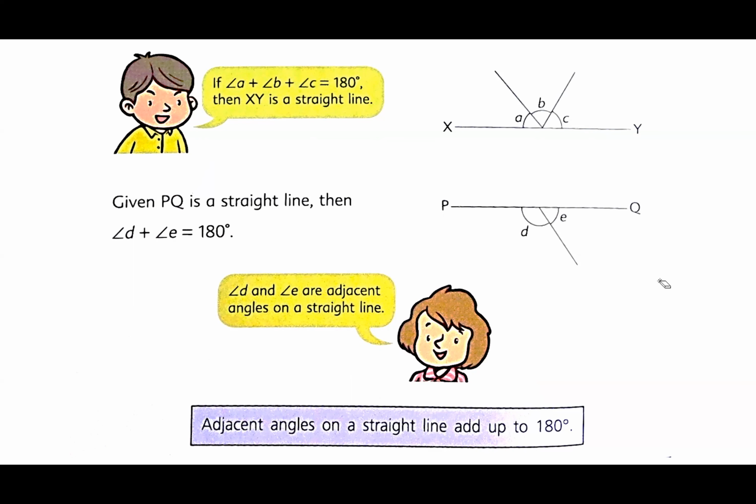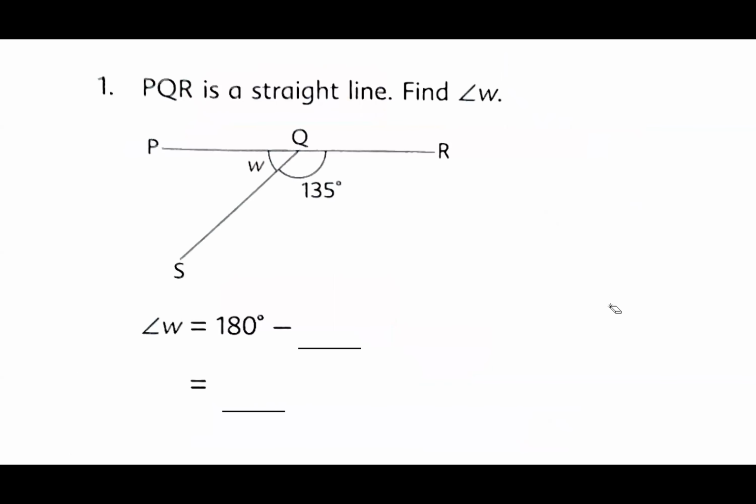Let's do some problems. If adjacent angles add up to 180 degrees, then XY would be a straight line, right? Conversely, if PQ is a straight line, then what degree measure do angles D and E add up to? 180. So D and E in this second picture are adjacent angles on a straight line, and adjacent angles on a straight line add up to what? 180, exactly.